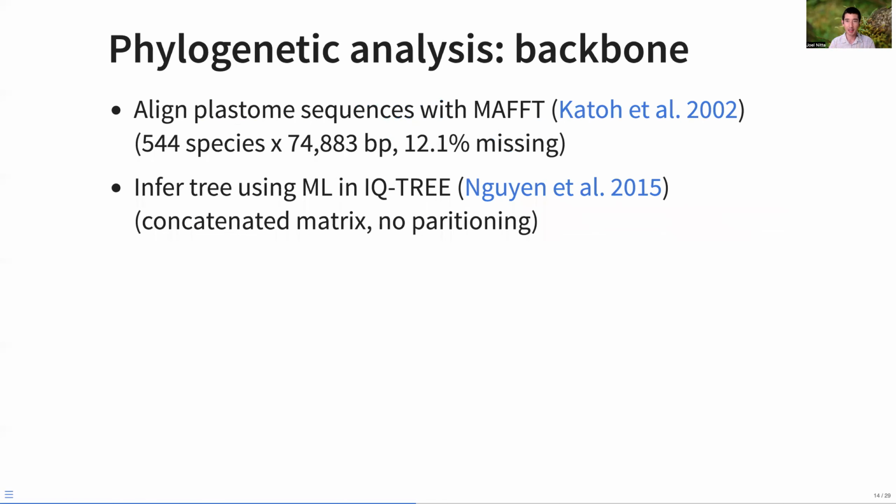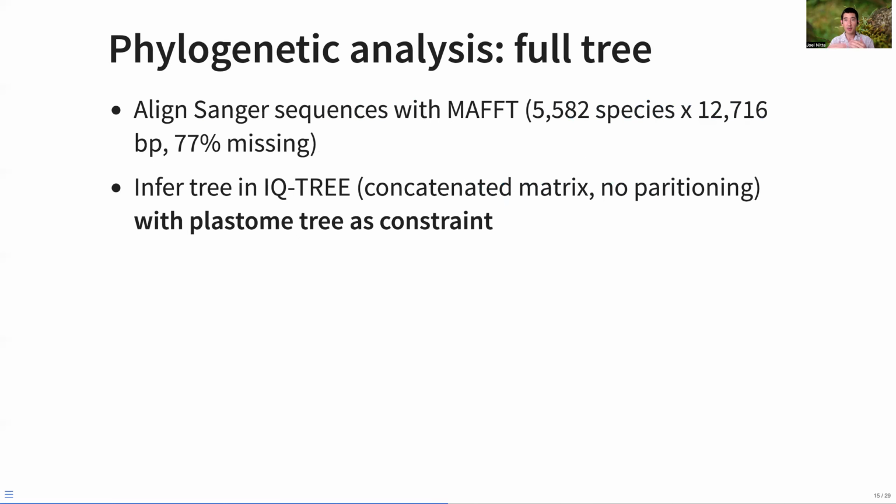Okay, after all of these data extraction and cleaning steps, we finally get to the phylogenetic analysis. We do that in two steps. First of all, we infer what I call the backbone using just the plastome sequences. So we align sequences with MAFFT and then do the phylogenetic analysis in IQ-TREE. The next step is to move on to the full tree. The alignment and phylogenetic analysis is similar, the key difference being that now we use the plastome tree from the last step as a constraint. The reason for this is that that plastome tree has really good resolution along the backbone, so we can resolve deep nodes. But then with the Sanger sequencing, that also allows us to maximize sampling at the tips.